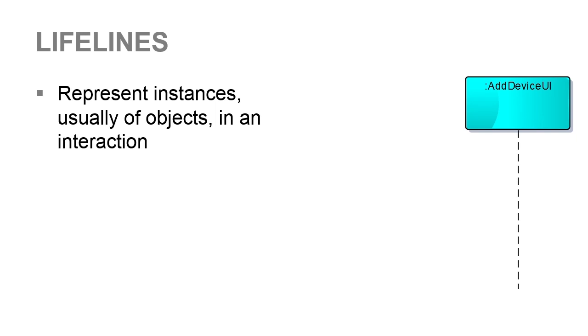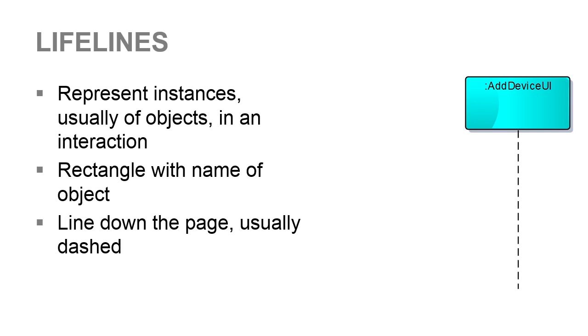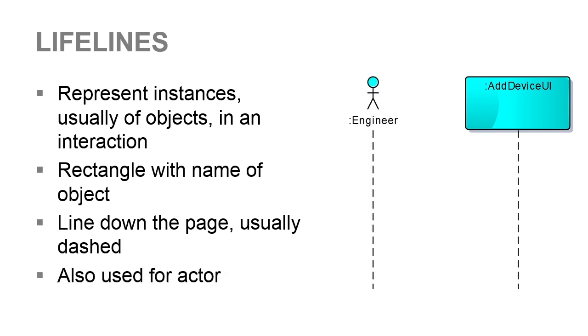Lifelines represent the things that are interacting in a sequence diagram. They're usually instances of objects. They're shown in the diagram as a rectangle with the name of the object in it. There's a line down the page from the head of the lifeline, which is usually dashed. When an actor is interacting with the system, a lifeline is also used for the actor, with the actor stereotype of the stick person at the top.